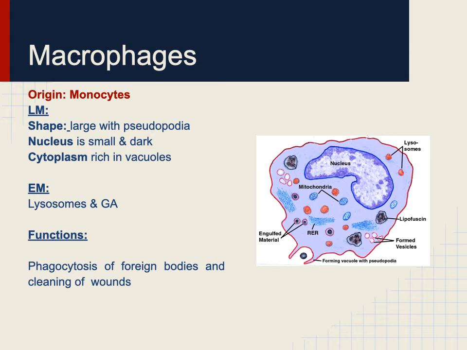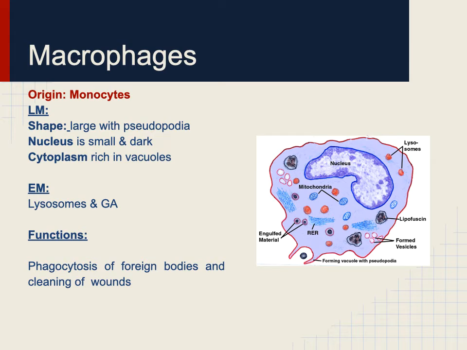By light microscope, they are large cells with pseudopodia. As we know from the topic of cytology, pseudopodia are extensions of the cytoplasm that give the cell the power to move or to phagocytose another structure. The nucleus of this cell is small and dark. The cytoplasm is rich in vacuoles.